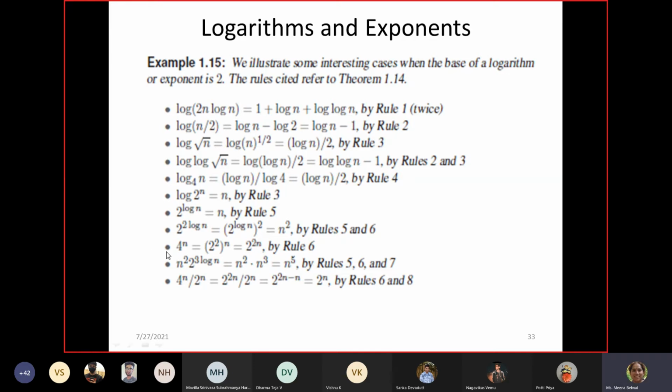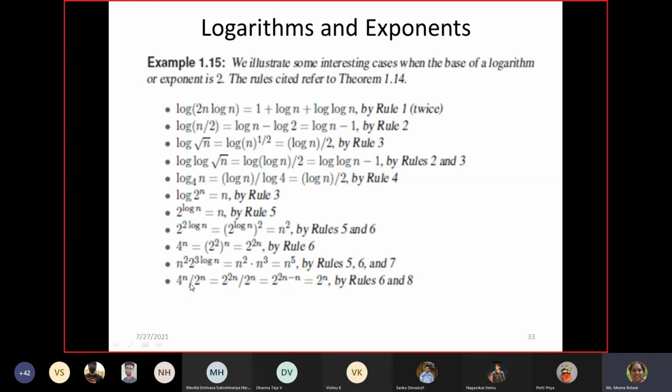Alright, so now 2 to the power 3 log n is nothing but n square into n cube. Why did I say n cube? The same analogy. See, 2 to the power of log n is n. 2 to the power of 2 log n is n square. Similarly, 2 to the power of 3 log n is n cube. So this is nothing but n square into n cube. So that becomes n to the power of 5 by rule 5, 6 and 7 of the previous slide.